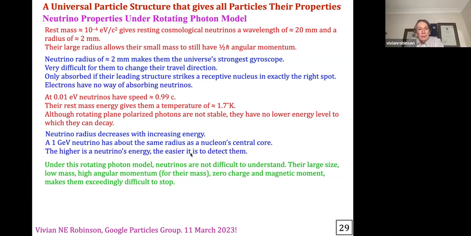So I respectfully suggest that under this rotating photon model, neutrinos are not difficult to understand. Their low frequency, or low mass, high angular momentum for their mass, zero charge, and zero magnetic moment just make them difficult to stop.